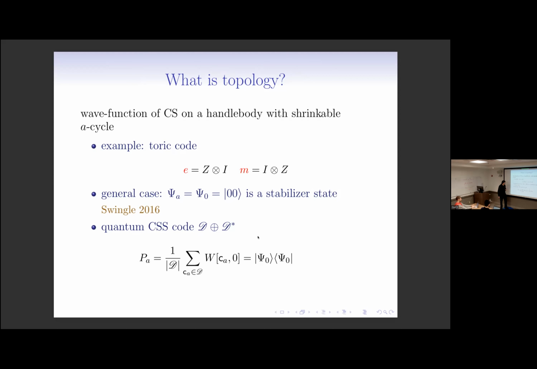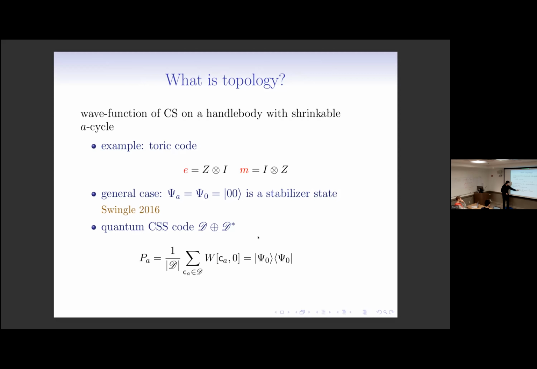Can I also shrink the B cycle? Of course. For that, I need to write blue E and blue M, and then it will be X, Y, and Y, X. And the corresponding state will be |00> plus |01> plus |10> plus |11>. That's the B cycle being shrunk.